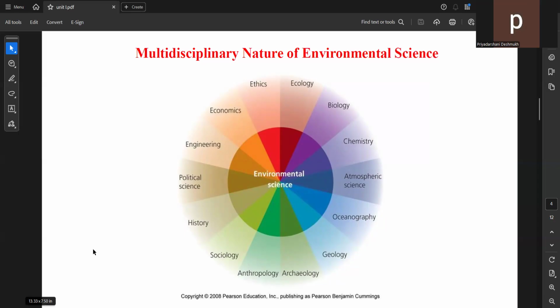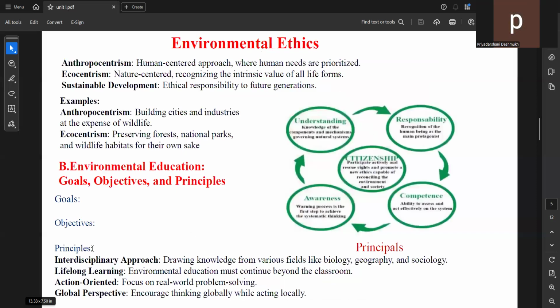In biology, we study living organisms. In chemistry, we understand pollution and toxins. In geology, we understand the Earth's physical structure, whereas in physics, we understand energy flow and climate. The next thing we are going to see is environmental ethics.